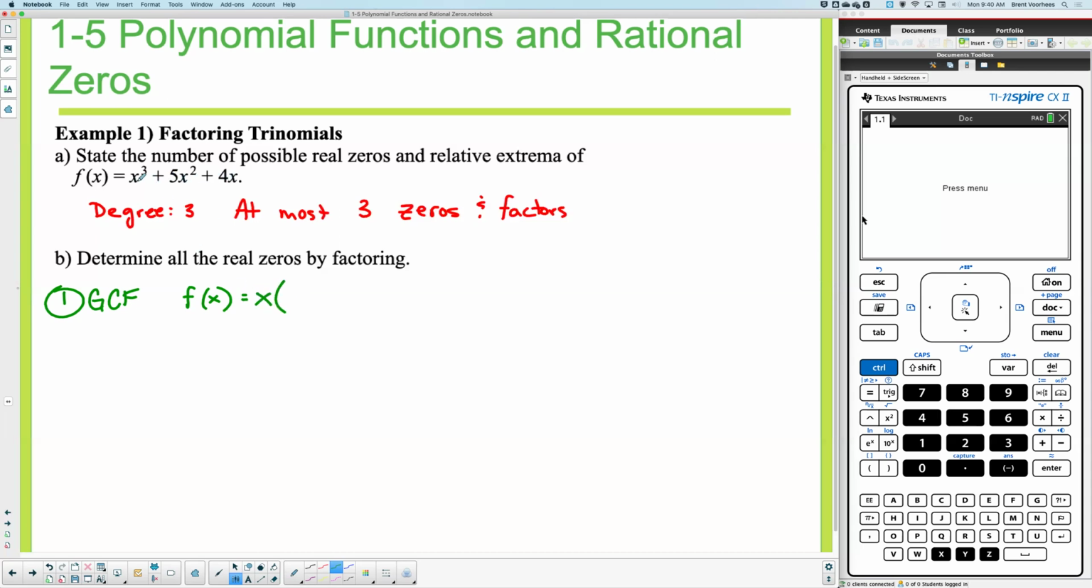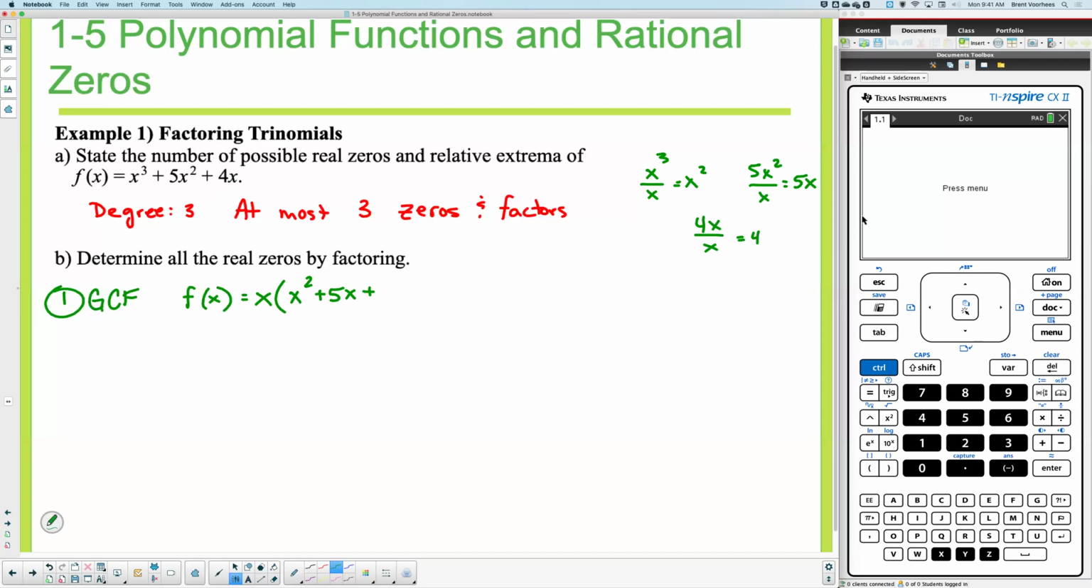Now, in the parentheses, you put what's left if you divide out an X. Again, I'm doing the opposite of distributing, so I'm not multiplying, I'm actually dividing. If I took X cubed and divided out an X, what are you left with? X squared. That's your first term inside the parentheses. Now I have a plus. What if I took 5x squared and divided out an X? 5x comes next. And now plus, what's 4x divided by x? 4.